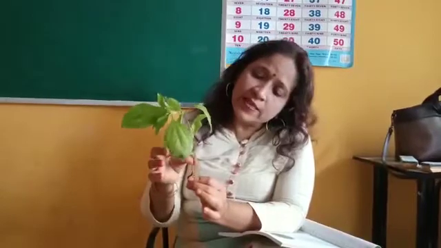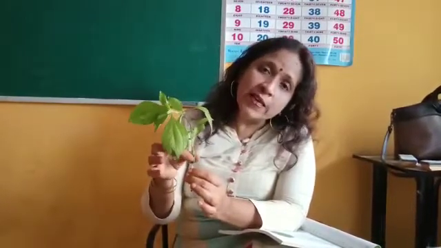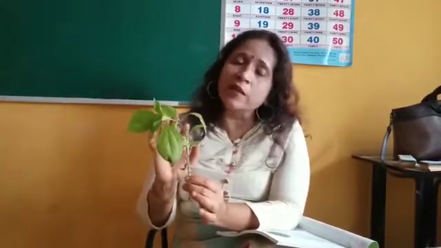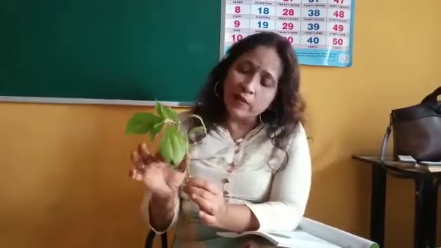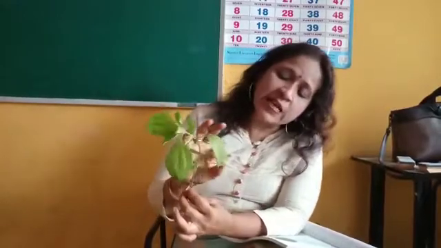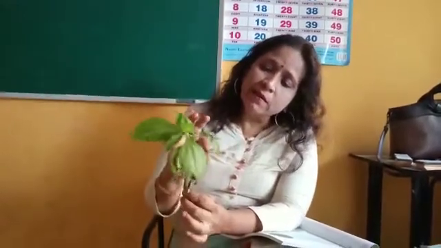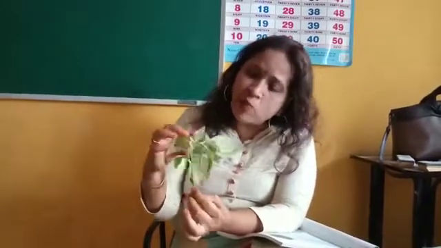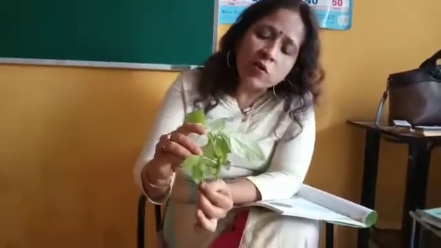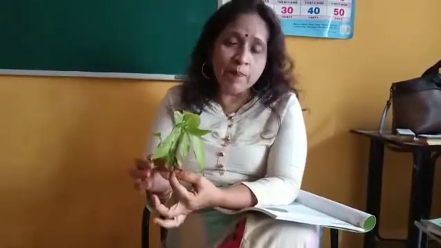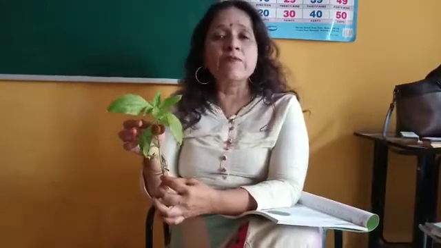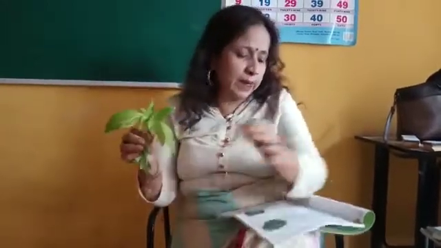This is called the stem. Through this stem, the food is supplied to all the plant parts, and all the leaves, etc. These are the leaves. Then here is a small flower also. So roots, stem, leaves, flower and fruit are the different parts of the plant.